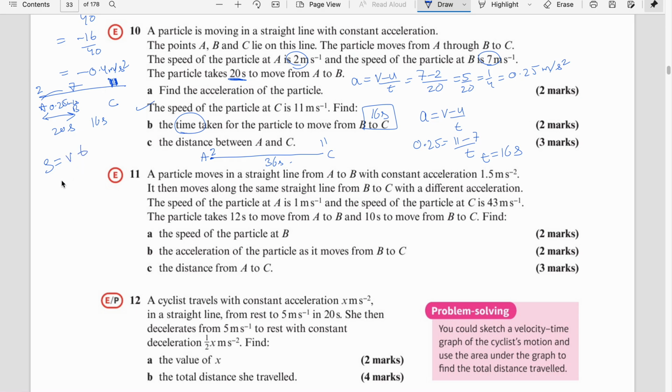Distance equals velocity into time, and average velocity would be 11 plus 2 by 2, and total time taken is 36. So 13 by 2 times 36, and the distance is 234 meters.